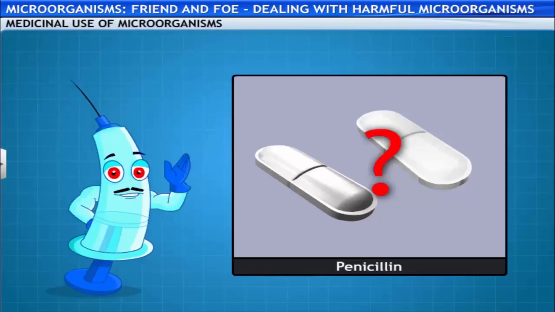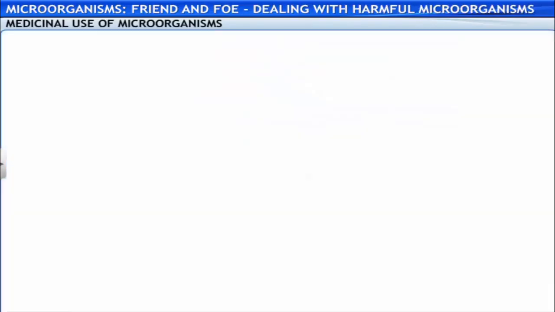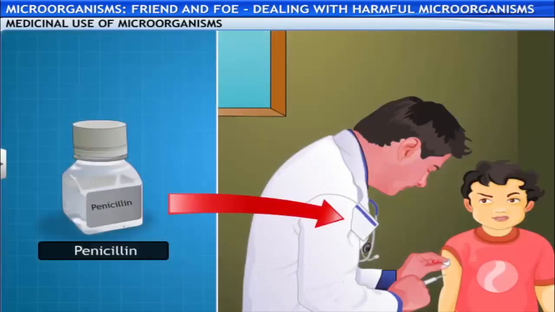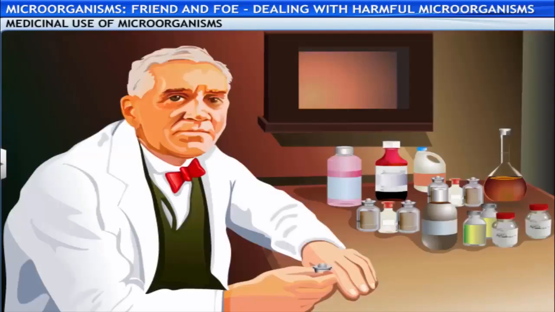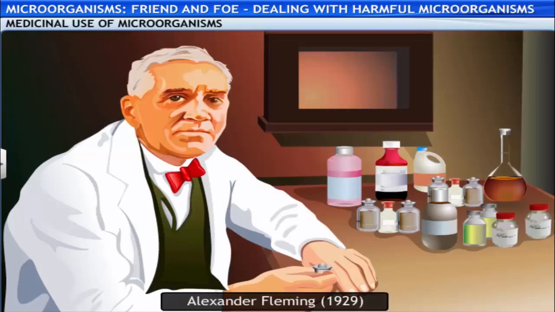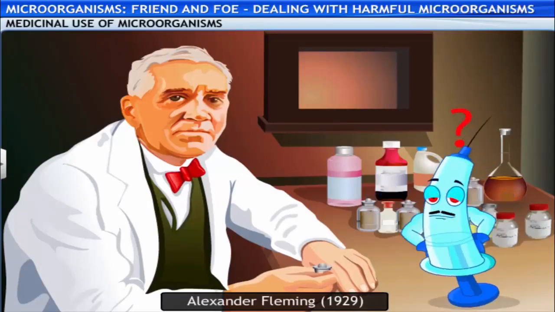What is penicillin? Penicillin is an antibiotic. When we fall ill, the doctor gives antibiotic medicines. Who discovered it? It was discovered by Alexander Fleming in 1929. How did he know about its use as an antibiotic?